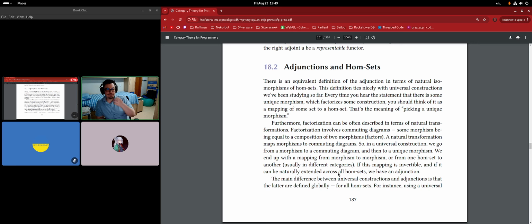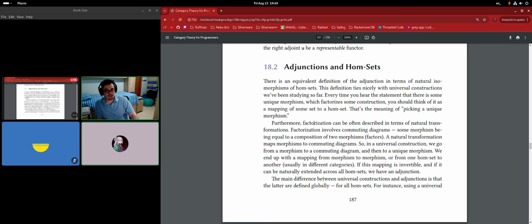There is an equivalent definition of adjunction in terms of natural isomorphisms of home sets. This definition ties nicely with the universal constructions. Every time you hear the statement that there is some unique morphism which factorizes some construction, you should think of it as a mapping of some set to a home set. We say this a lot when we talk about products, coproducts, limits, colimits, all that stuff. We usually say the term factorization.